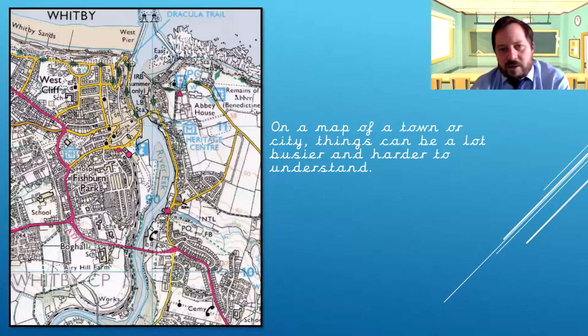So this is actually an OS map. The other one was a rough idea. On a map of a town or a city, things can be a lot busier and harder to understand. There is a lot going on here, so many different things happening all at the same time, all along lots of places, additional bits added in. So you have to look quite closely if you're looking at this sort of thing. And you have to think that there is one square. Pretty impressive. That is a big square. Look how much is going on in here. And that's why your 6-figure grid reference can be really, really useful.